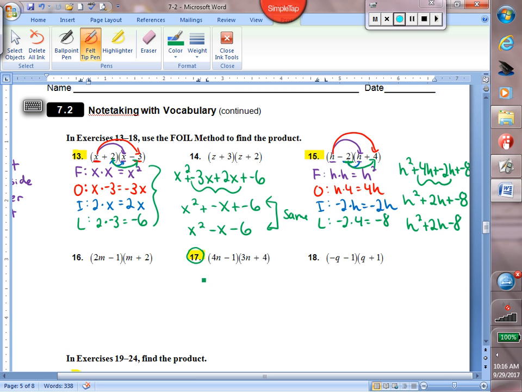I'm not going to show all 3 methods, so whichever method you choose, the 4 terms you should start with, you should get a 12n squared, you should get a 16n, a negative 3n, and a negative 4. After combining like terms, this is what your result should be.